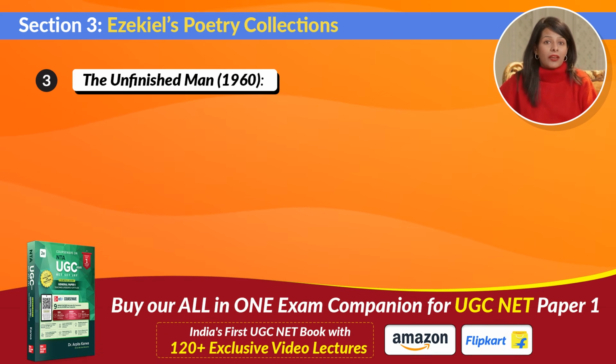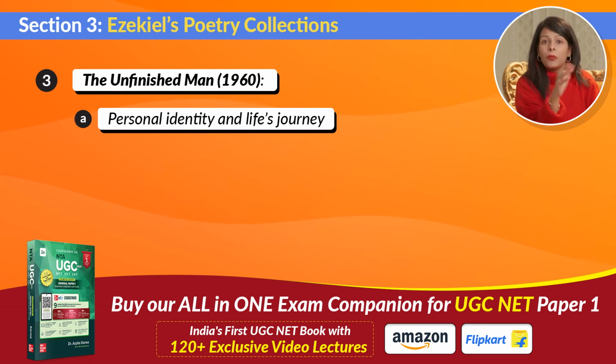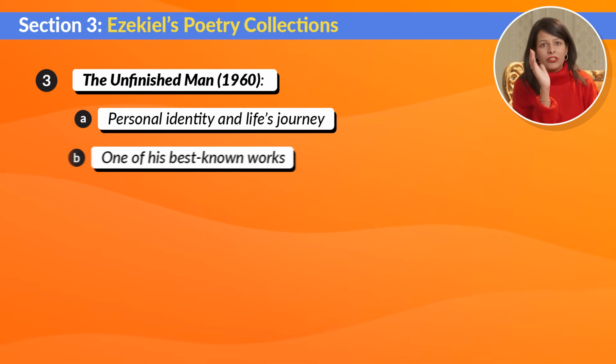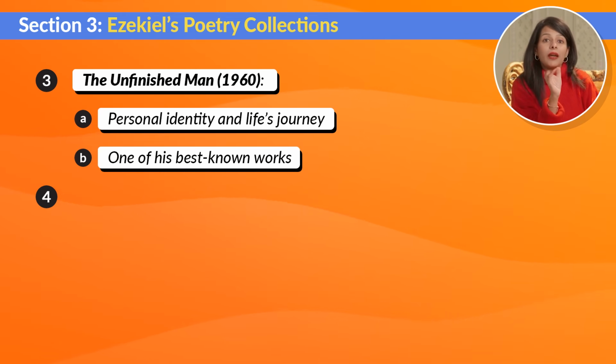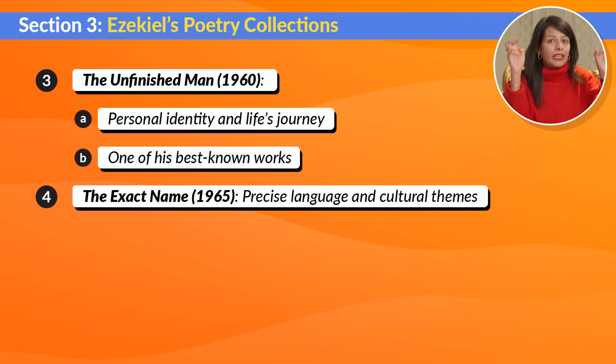Next is The Unfinished Man, published in 1960. These poems explored personal identity, human flaws, and life's ongoing journey. This collection is one of his most celebrated works. After that, The Exact Name came out in 1965. It focuses on precise language and explores metaphysical and cultural themes.